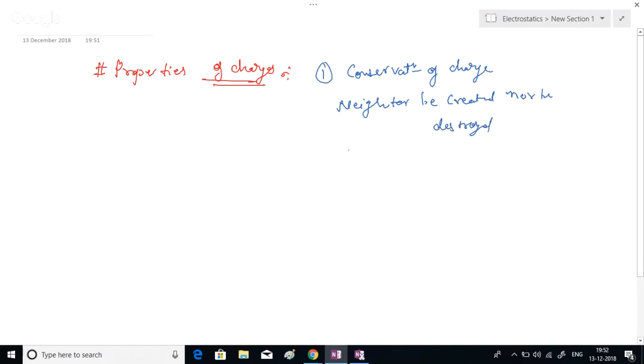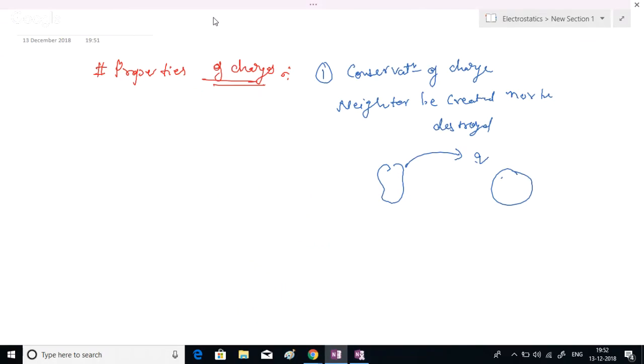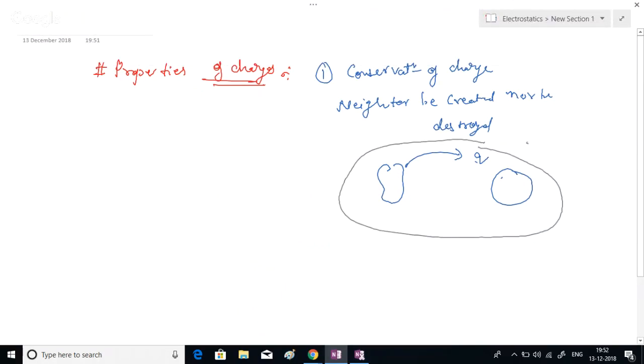And next, just like that, suppose this is a body. If I pull out some charges from this body, this body will acquire the similar charge. So what happens in this complete system? For this complete system, the net charge will be zero. The net charge on the system will be zero. So that is how we can conclude that charge can neither be created nor be destroyed.